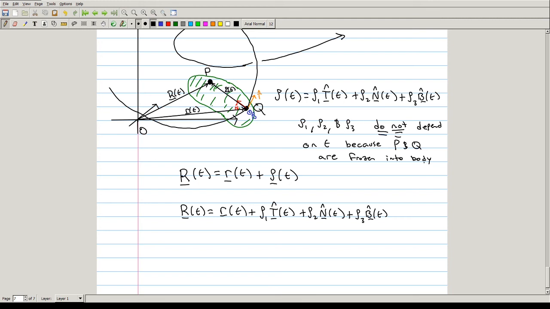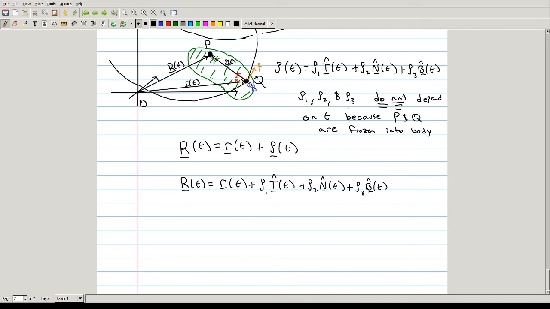So what's really giving us this constancy is that they're fixed relative to one another. So in the Frenet frame, the expansion of rho 1 times T plus rho 2 times N plus rho 3 times B is always going to be the same. T, N, and B are going to be changing with respect to time, but that's normal. And this is going to give us a big simplification.